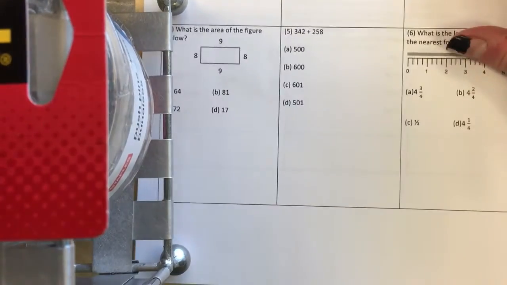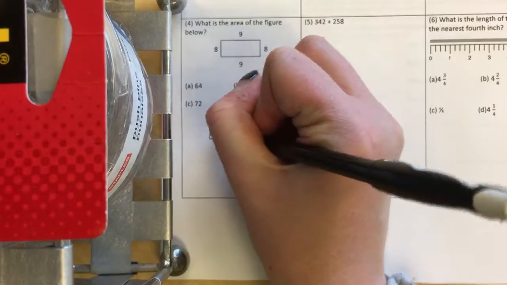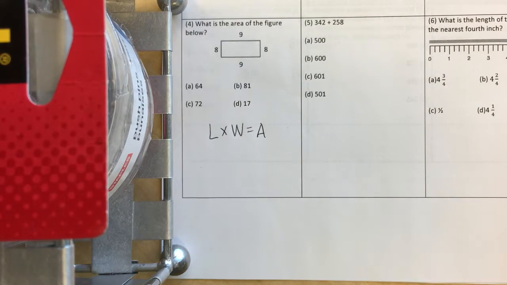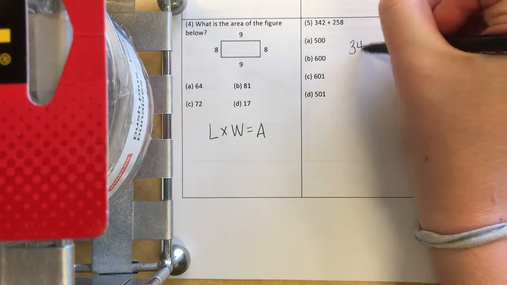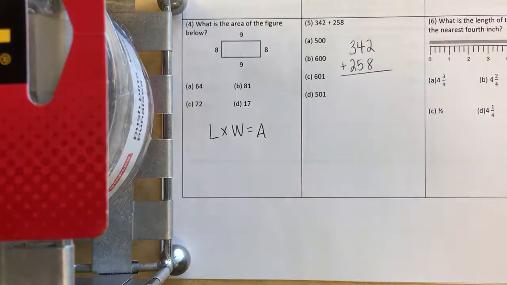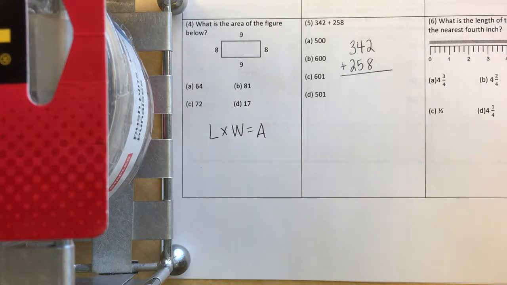For number 4, we're looking for the area of this rectangle. We know length times width equals area, so we should have an equation for our work. Number 5 is just a pretty straightforward addition problem. There is some regrouping, but that should be no problem for us, and this is another problem we should definitely get at the end of the year.